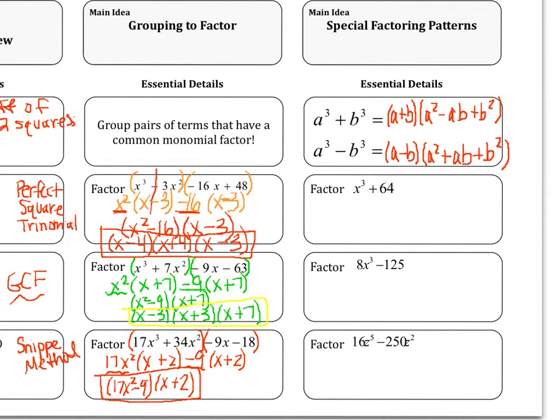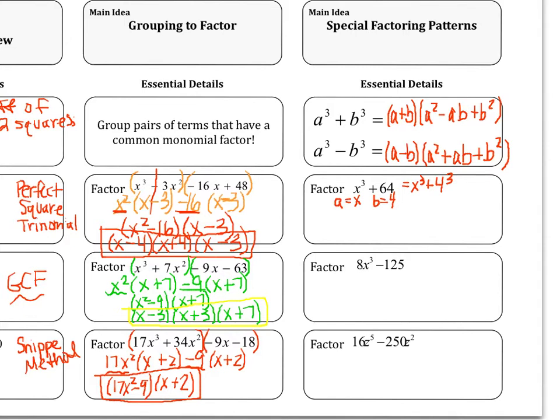So these are just special patterns that you need to learn to look for. For this first term, it says factor x to the third plus 64. Well, x to the third, I know that's a cube, so a here is x, and 64 is actually 4 to the third power. So since that's 4 to the third, b is 4 here, because I could write that as x to the third plus 4 to the third. So a is x and b is 4.